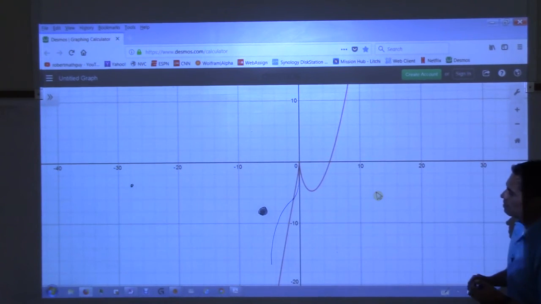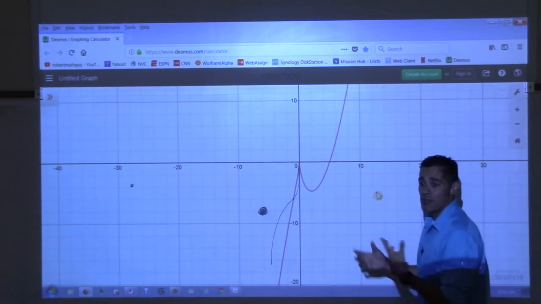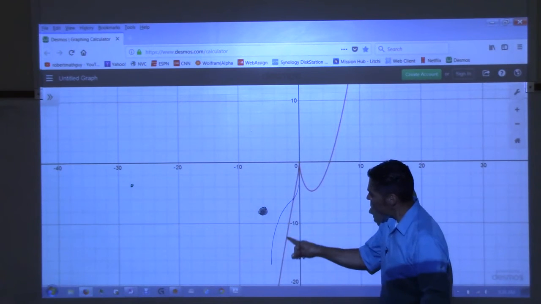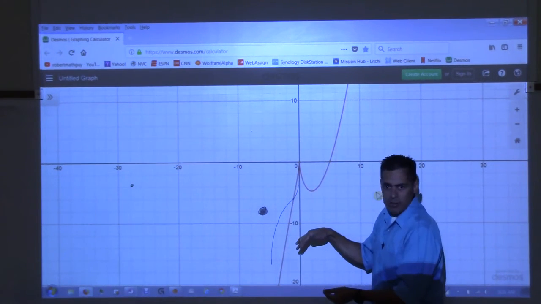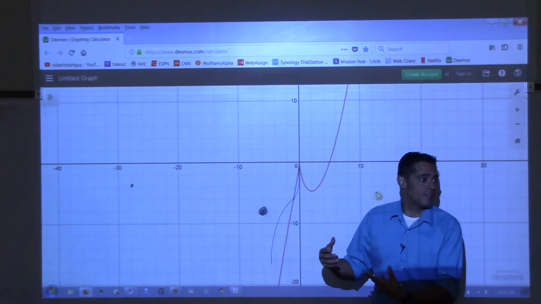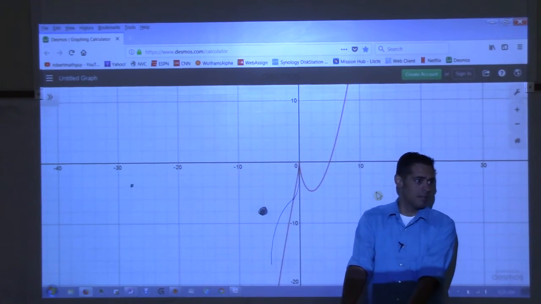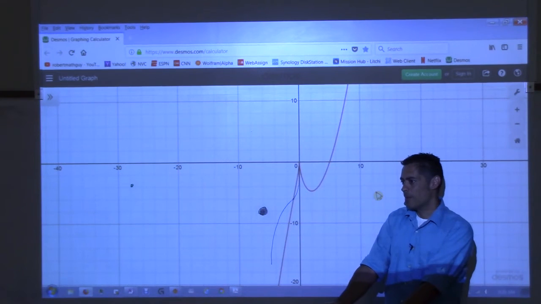Does that make sense? Now, I've exaggerated it, but this looks almost like a straight line, doesn't it? But it's not. It's got curvature to it. And we know that because that's what our information told us, right? Yes?